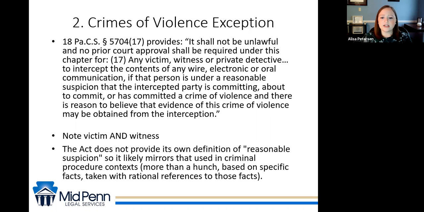It does not provide its own definition of reasonable suspicion, so it likely mirrors that used in criminal procedure context, which is more than a hunch based on specific facts taken with rational reference to those facts.